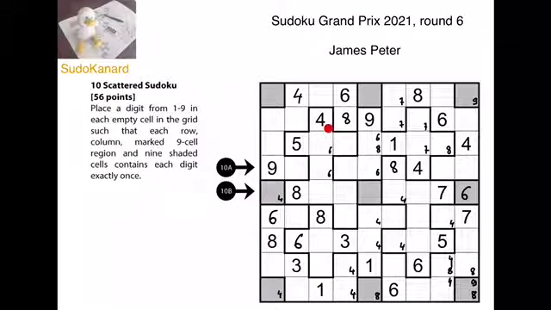There's something with ones. Because of this one and this one, in this region, one must be here. And I don't have that many ones. Oh, this region. One is not here. It has to be here or there. With threes here. Oh, three can be here or there. That's not so useful.